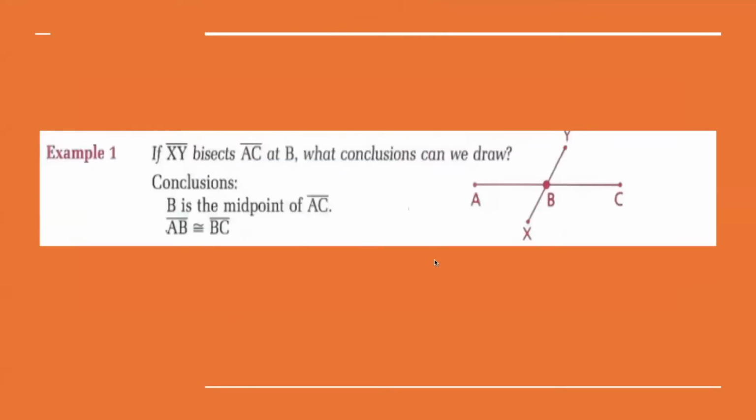Here's our first example. If line XY bisects line AC at point B, what conclusions can we draw? From this diagram, we can conclude that point B is the midpoint of line AC because line XY bisects AC. Because it's bisecting, the point it bisects at is the midpoint, which is point B. We can also conclude that line AB is congruent to line BC.